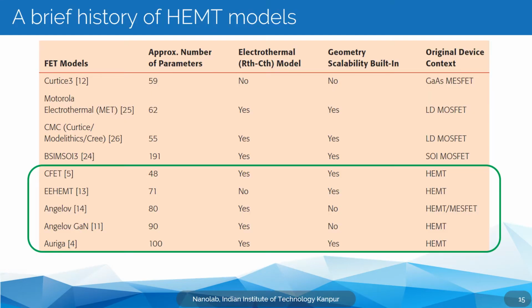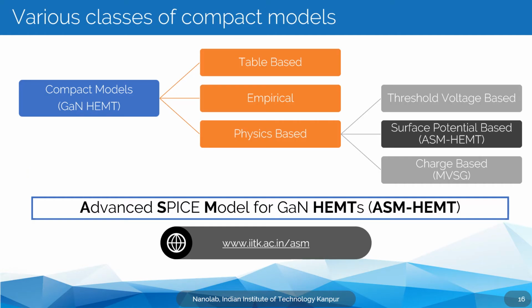So this is a brief history of all the HEMT models, and among these models, Angelov has been quite famous, at least when it comes to GaN HEMTs. Now these are the various classes of compact models. Compact models can be table-based, they can be empirical, or they can be physics-based.